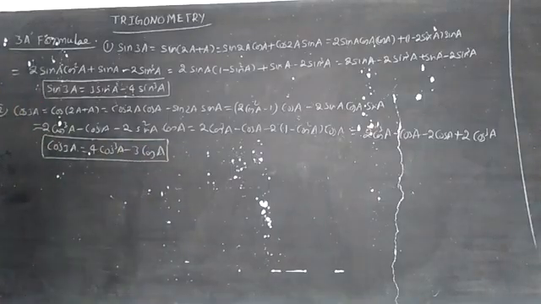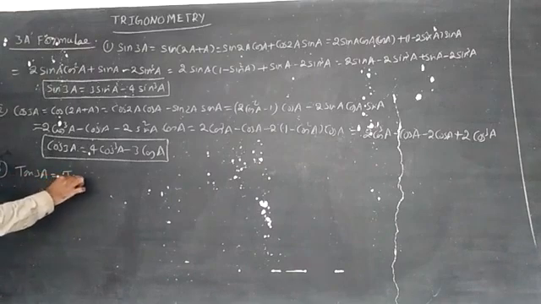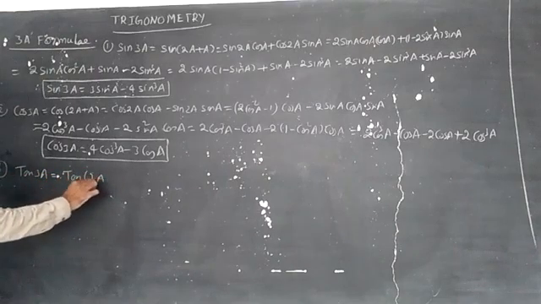We got the cos 3A formula in terms of cos. Next one, tan 3A. Tan 3A is equal to tan of 2A plus A.